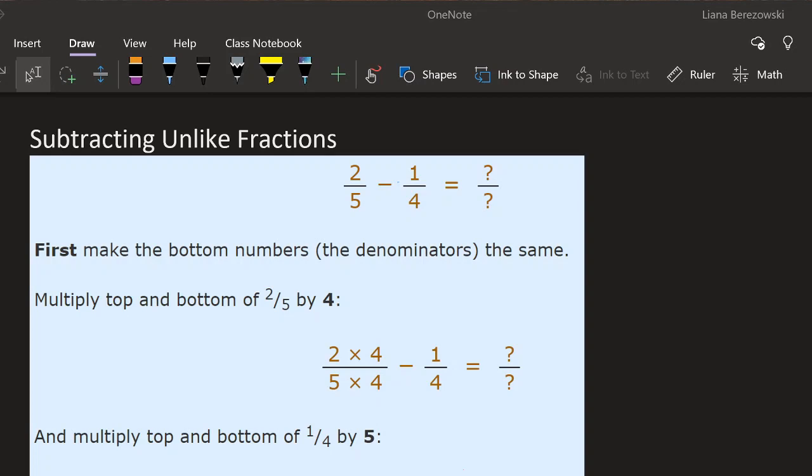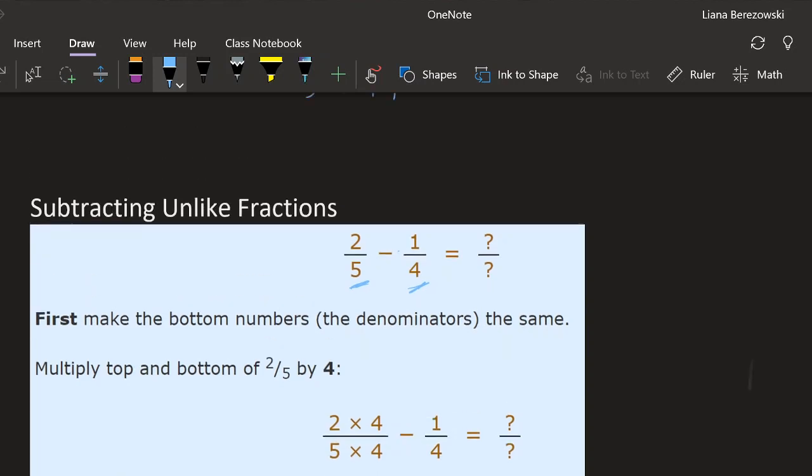Let's look at this first example that we have here. Subtracting unlike fractions. You can see we're trying to subtract 2/5 and 1/4. They're obviously not like fractions, right? They have different denominators. This one has a 5 and this one has a 4. Before we can subtract them, we have to determine a common denominator, which means we want to convert them to like fractions.